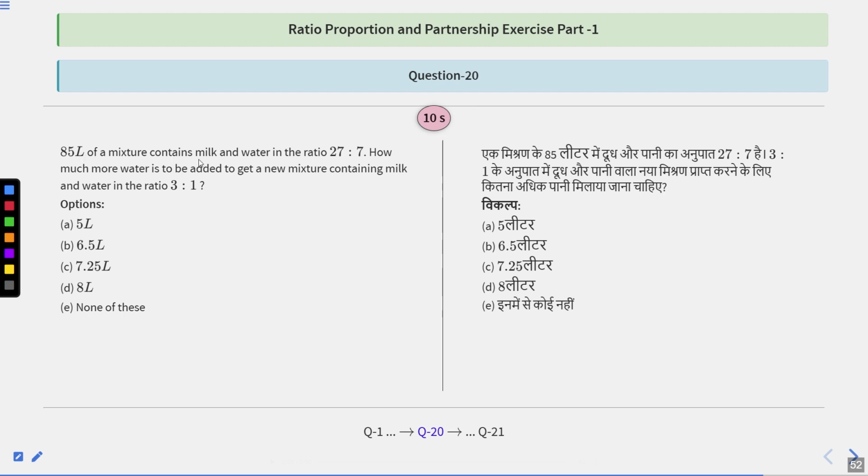85 liters of a mixture contain milk and water in the ratio 27:7. How much more water is to be added to get a new mixture containing milk and water in the ratio 3:1? You have 5 options and 10 seconds to analyze the question. Your time starts now. Time's up. Let's see the solution.